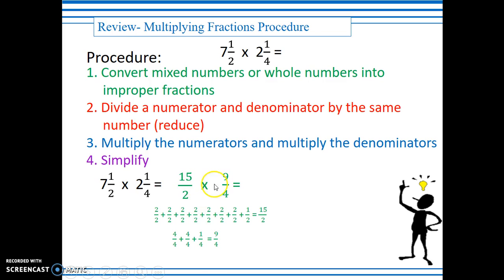So when I look at these, I'm wondering, can I do any reducing? I don't think so. So I get 135/8. Then when I'm finished, I need to have it in a mixed number again. So I'm going to divide 8 into 135, and I'm going to get 16 7/8. And I know 7/8 can't be reduced anymore. 7 is prime, and 7 does not go into 8.